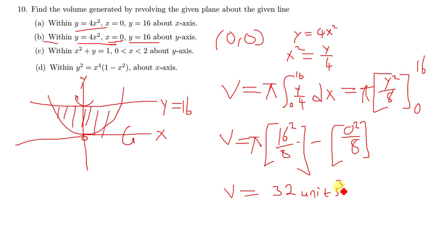Cubed. And of course, don't forget to put your pi there. Here there's supposed to be pi, so it's 32 pi units cubed. Let's move on to the next question.